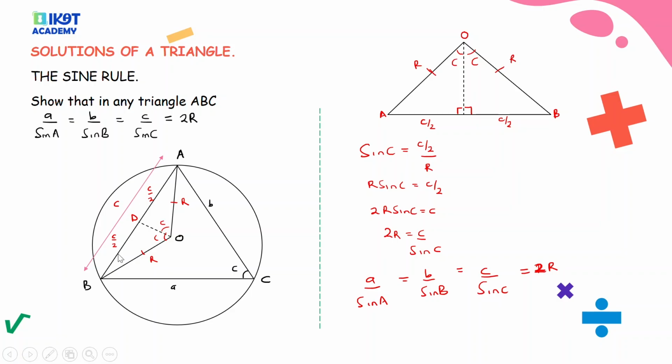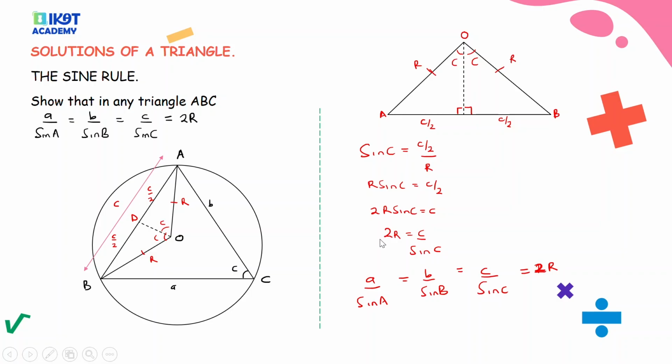So we extract triangle AOB. But remember the circle property we've talked about, that the angle at the center is twice the angle at the circumference. So if this is C, this is 2C, but we divide it into both sides, C and C. For this case, I chose not to extract the triangle because you can actually see it from here. Because if this is C, sine is going to be opposite over hypotenuse. So c/2 divided by R, and I also get 2R = c / sin C.